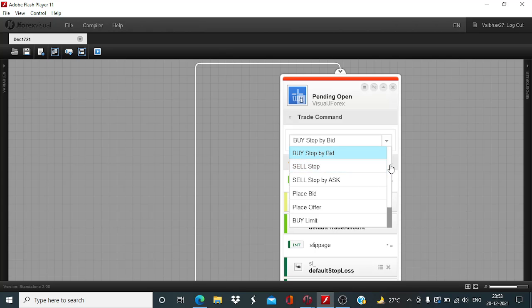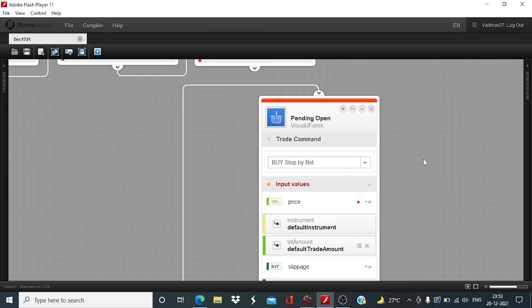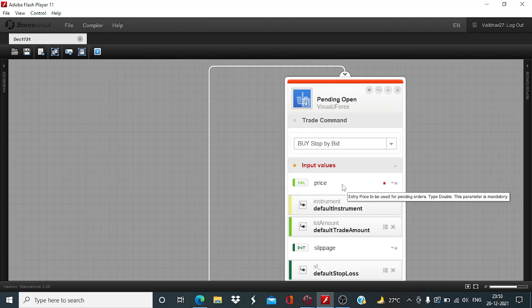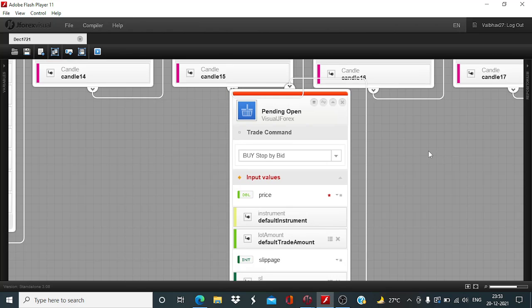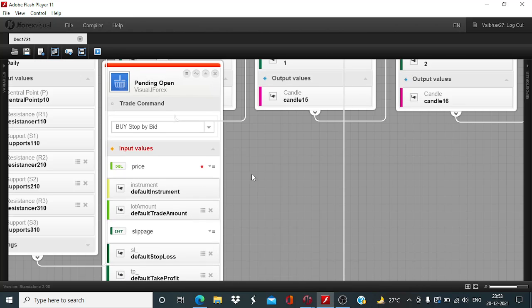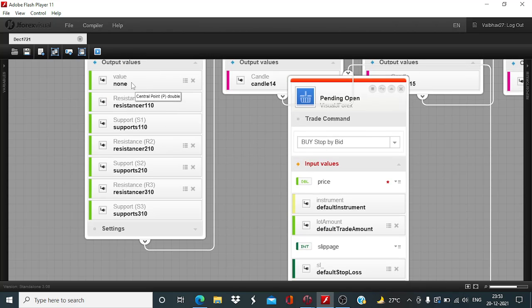buy stop buy bid or ask, you can do buy stop or buy stop buy bid. These two options are there and just the difference will be of spread. Now we have to define the entry point, the price point at which the order is going to be placed, and that, as I have said earlier, it is going to be the central point E10.